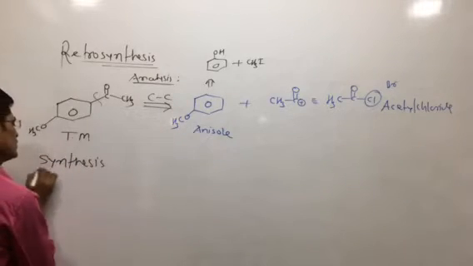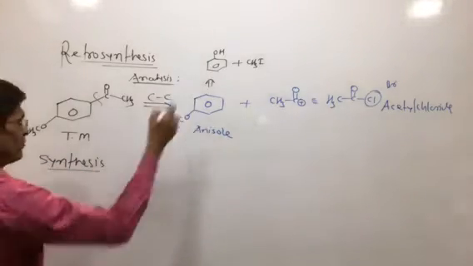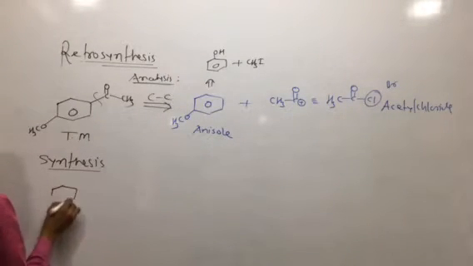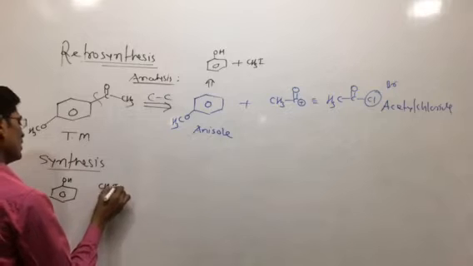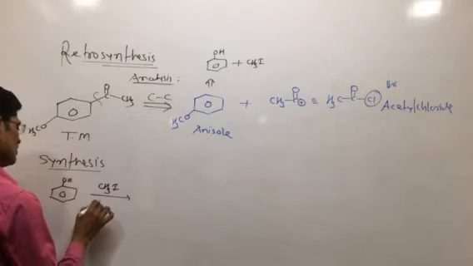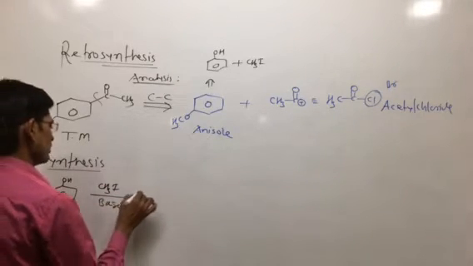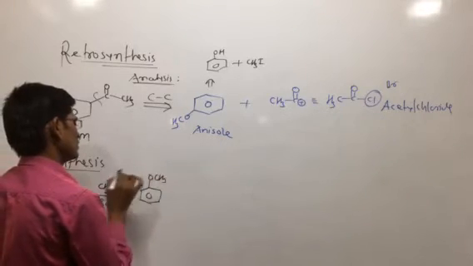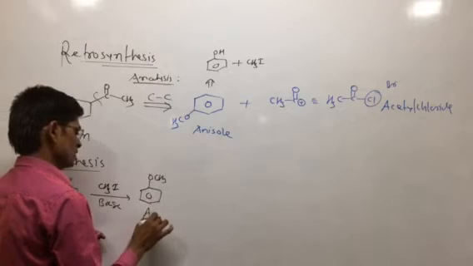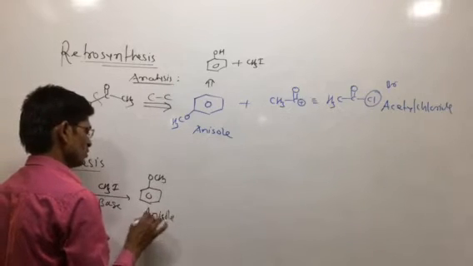That's why we go to the part of the synthesis. What is the plan of the synthesis? First of all, we have this phenol molecule. This phenol is treated with what? Methyl iodide, CH3I, in presence of basic condition. Base, what happens? There is formation of the methoxide, this is called anisole, methoxybenzene.